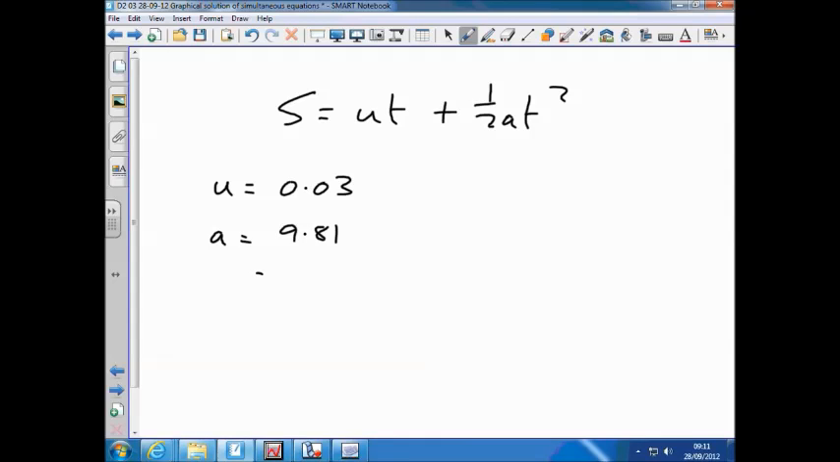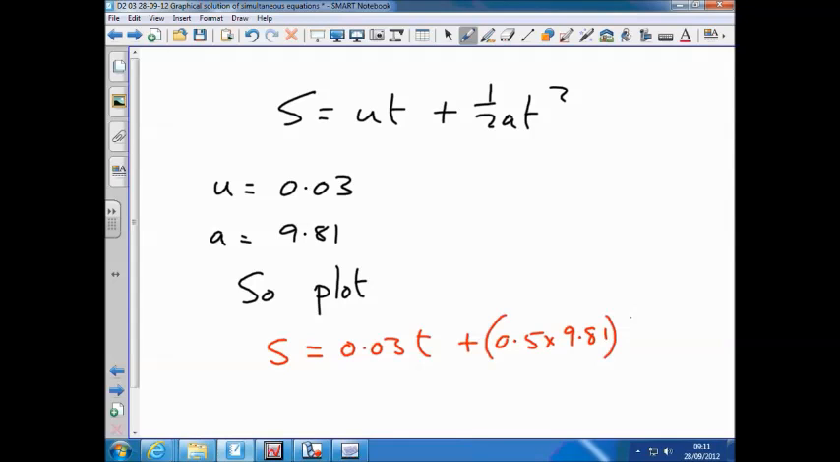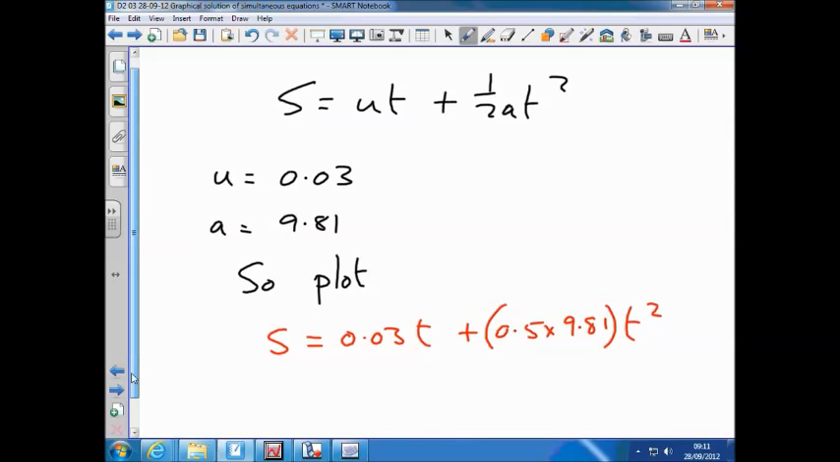So we can plot s equals u, which is 0.03, t plus 0.5 times 9.81 t squared. So that's the function we're going to plot now that we know what u and a are.